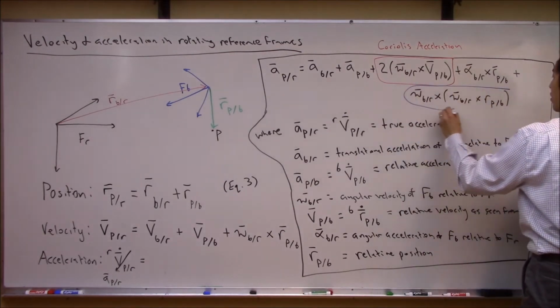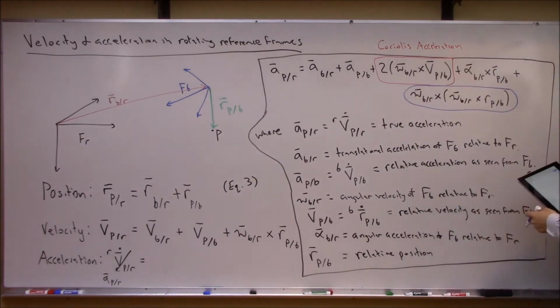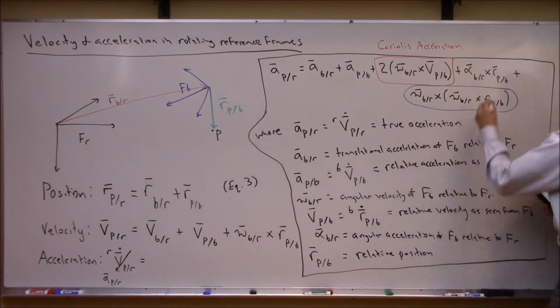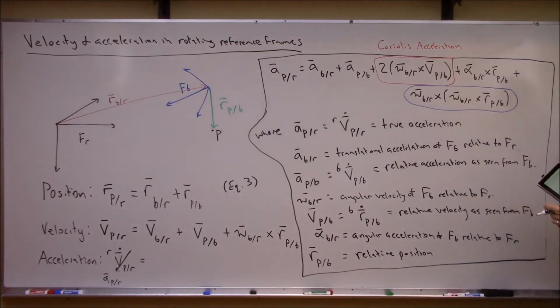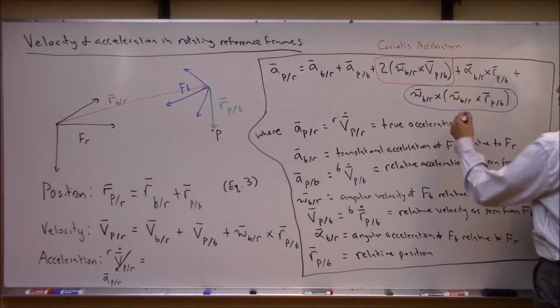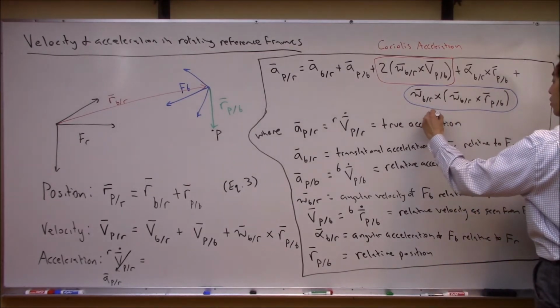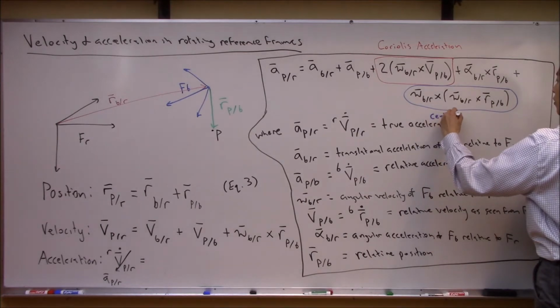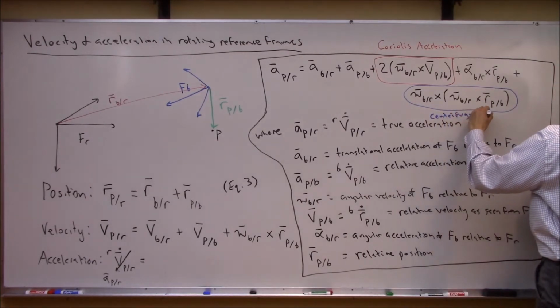It's the omega cross r term here. Oh shoot, I just looked at this. This is missing a little bar above the r. I really want to make sure this is perfect. Okay, great. So this blue term right here is sometimes also referred to as the centrifugal acceleration.